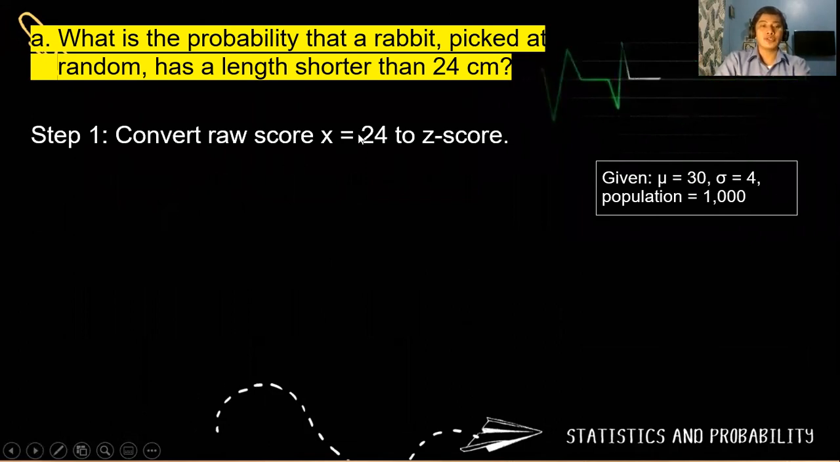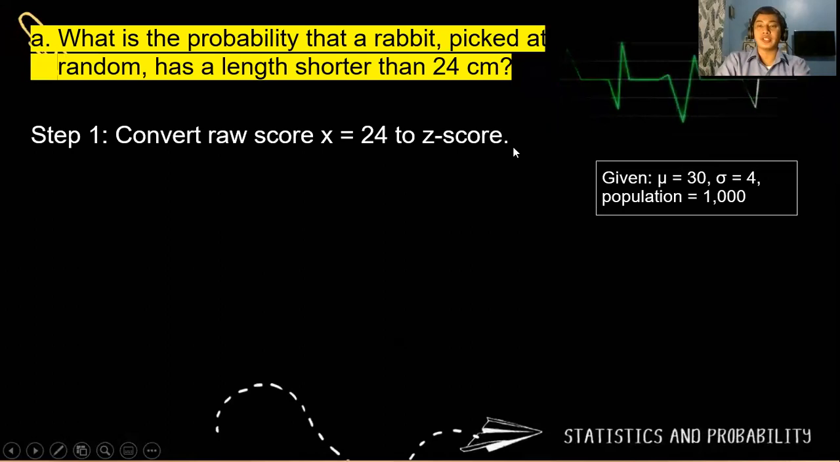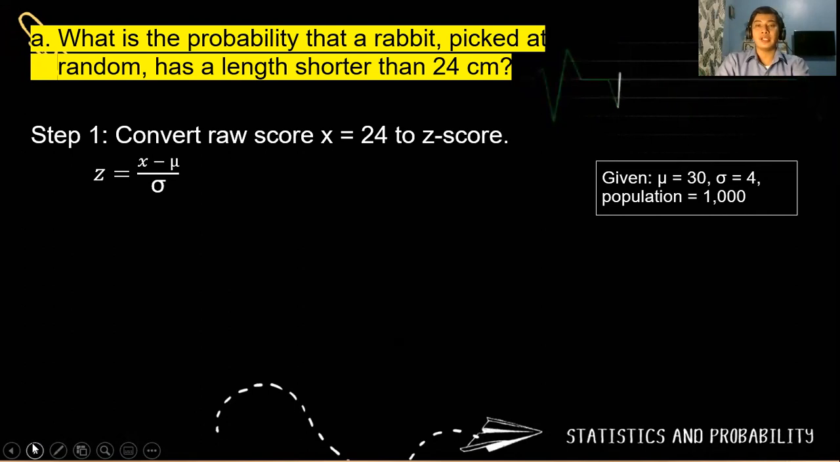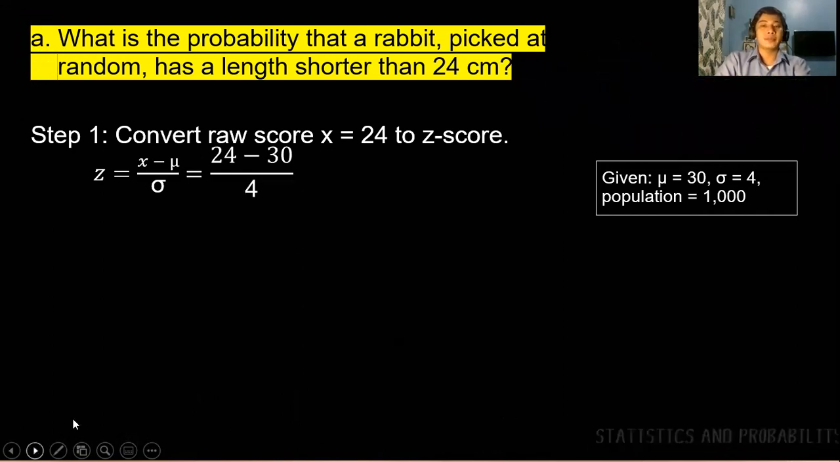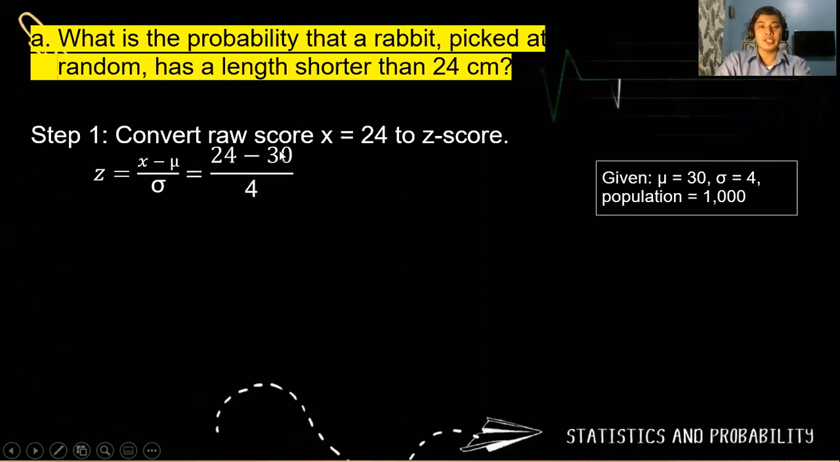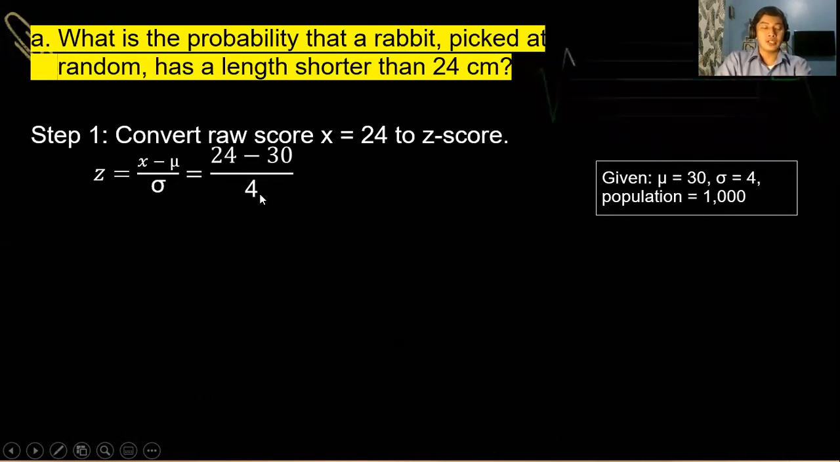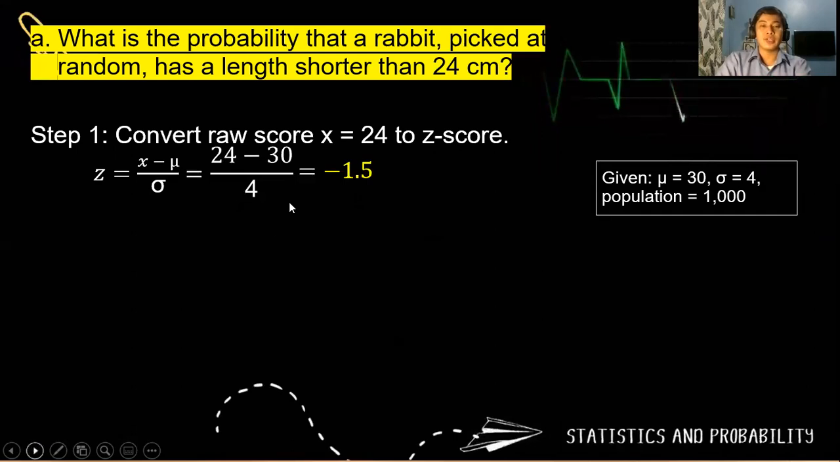Next, step 1. We convert the raw score x is equal to 24 into a standard score z. So how do we convert that? We use the formula z is equal to the raw score minus the mu or the mean over sigma. So our x value is 24. Our mean or mu is 30, and the standard deviation is 4. So we'll have 24 minus 30 divided by 4. So that will be equal to negative 1.5.